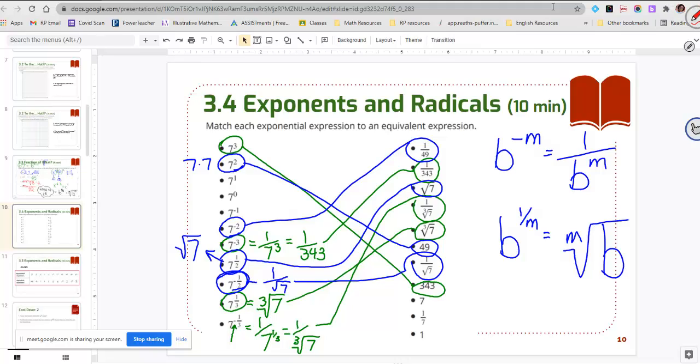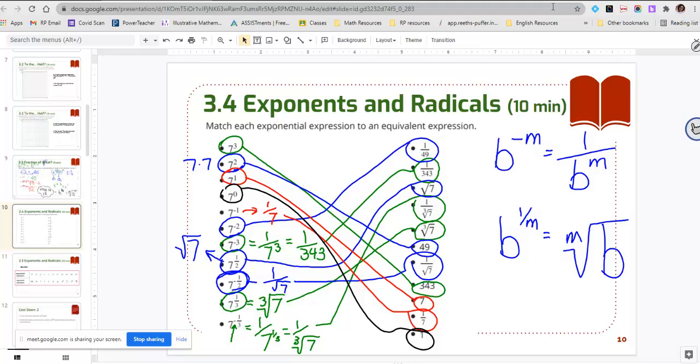Now we just have some great matches to make without any fractional exponents anymore. 7 to the first power just means 7. So 7 to the negative first power makes it into a fraction. 1 over 7. And then last but not least, anything to the 0 power, of course, equals 1. So we could make that connection too.